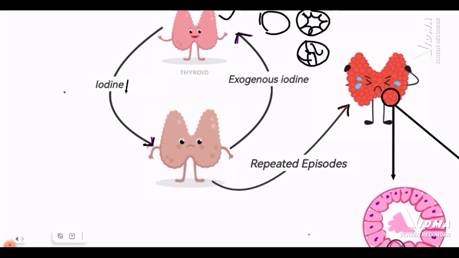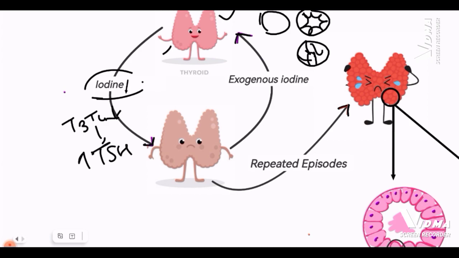Now, this is a normal thyroid. When iodine deficiency occurs, T3 and T4 levels go down. This will stimulate TSH release from the anterior pituitary, and TSH will stimulate the thyroid gland, and this will result in proliferation of cells to compensate T3, T4 and maintain normal levels of T3 and T4.